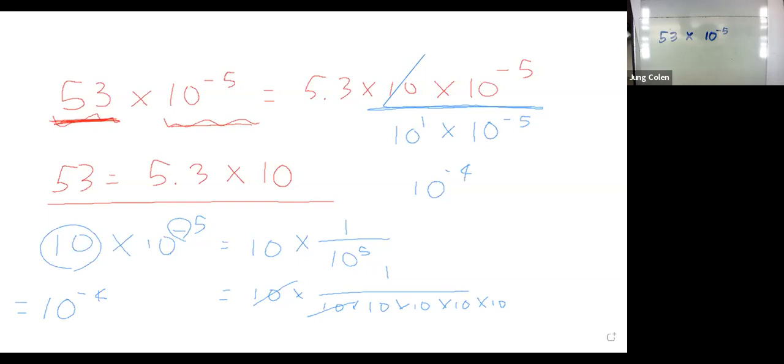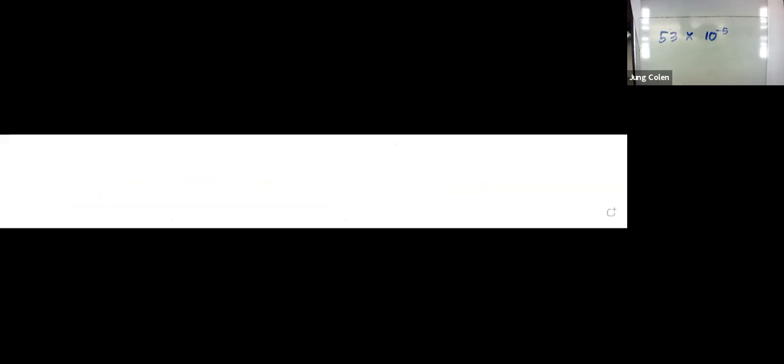So this whole thing is 10 to the negative fourth power. So the scientific notation for this should be 5.3 times 10 to the negative fourth power. Okay? So I gave you some of the examples, and I'm pretty sure you can do more of those similar problems. So for example, these are the scientific notation.